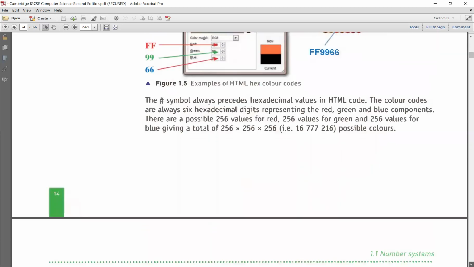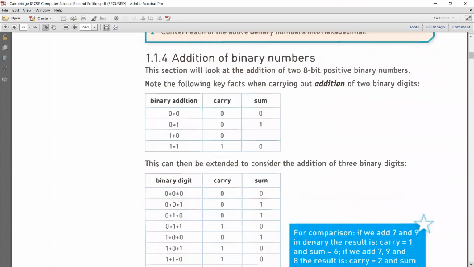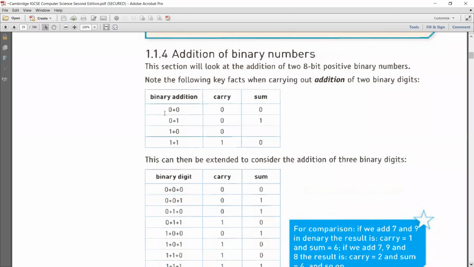After that, addition of binary. Again, you need to know the concept of carry, sum, and overflow. Like, for example, we have been doing this. If I am given 2 values to be added, the simple principle is: 0 plus 0 is 0, carry 0, and sum 0. 0 plus 1 is carry 0, and sum is 1. 1 plus 0 is carry 0, and 1 is your result. And 1 plus 1 is carry 1, and 0 is your sum value.